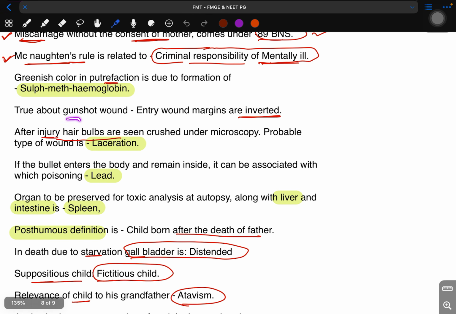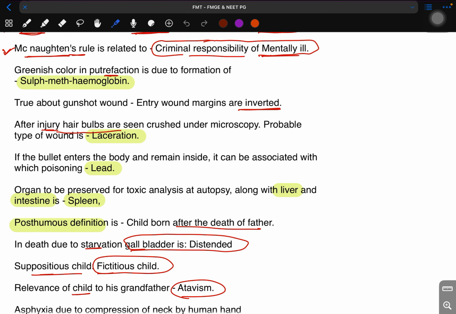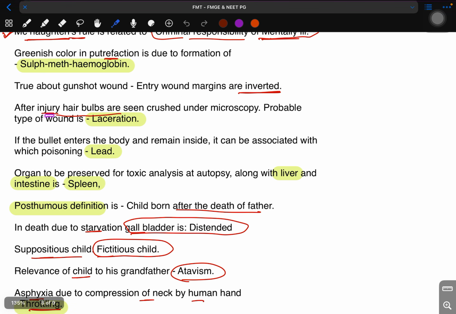What is true about gunshot wound? Entry wound margins are always inverted and exit wounds are everted. After injury, hair bulbs are seen crushed under microscopy. What does it denote? If in the question it is given, hair bulbs are seen crushed under microscopy, it denotes that the probable type of wound is laceration.